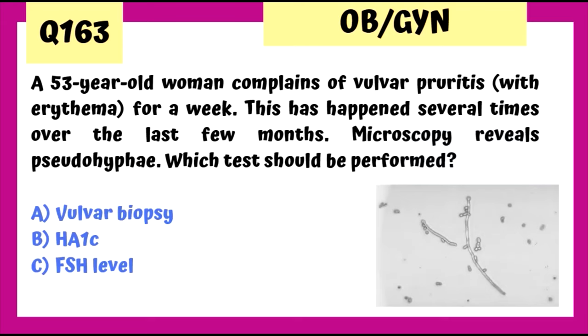Question 163, a 53-year-old woman complains of vulval pruritus with erythema for a week. This has happened several times over the last few months. Microscopy reveals pseudohyphae. So she keeps on getting candida, candida, candida. What should you do? Hemoglobin A1C, because this is common in diabetes to get this recurrent candida.